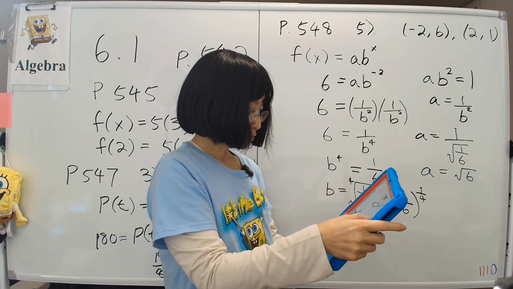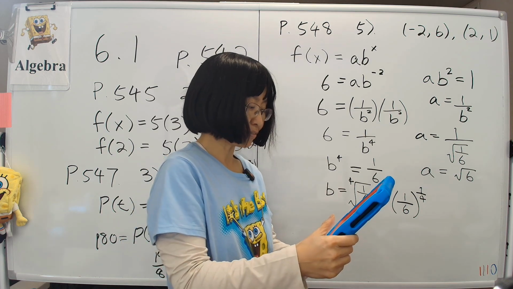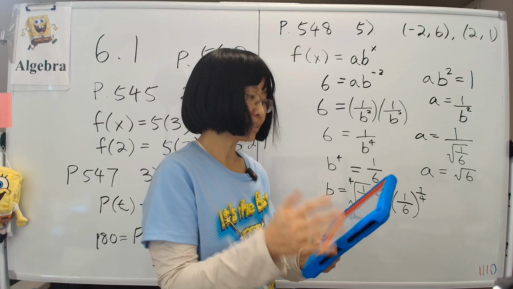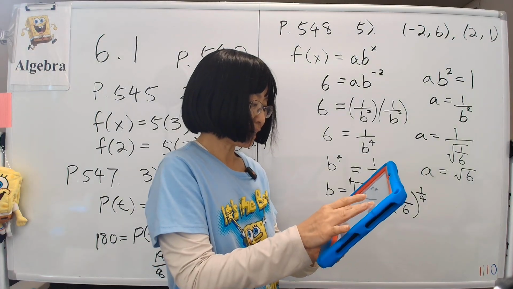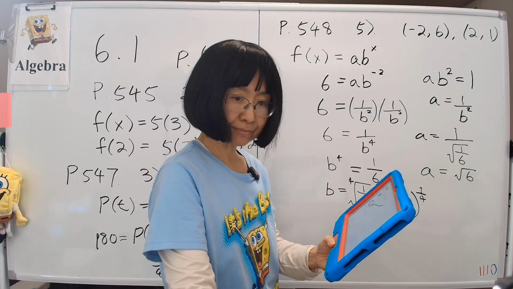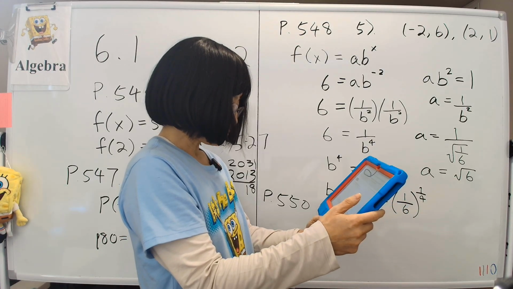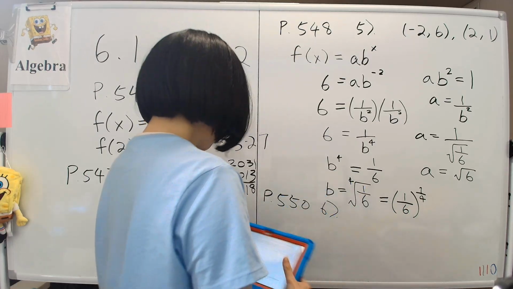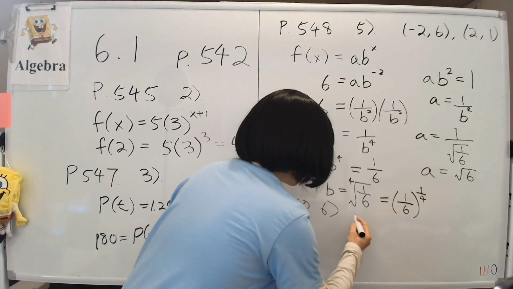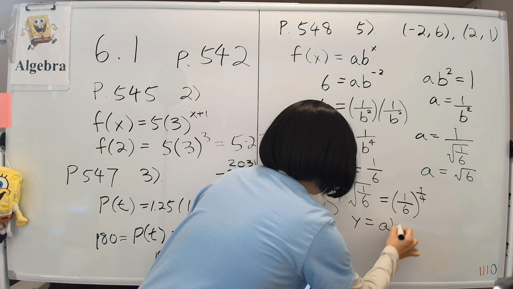Now we have to look at some graph of some function and try to figure out what the exponential equation is. All right. This is example 6 on page 550. Now we have a graph, and the first thing we'll write down is that the function being exponential has to be y equal to a times b to the power x.